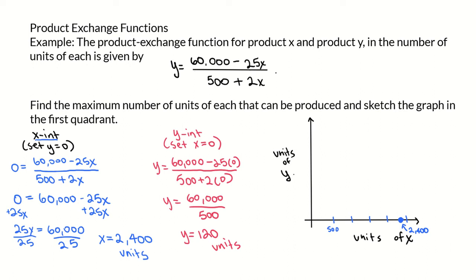So on the y-axis, we'll change the scale for the y-axis to 50 instead of 500. And then our y-intercept is 120, which is our maximum number of units of product y. And then from there we sketch the graph to be a rational graph, which if you recall looks like this, except we're only looking at the first quadrant, so this part of the graph. We sketch that graph in the first quadrant. So we get just this small portion of a rational graph.